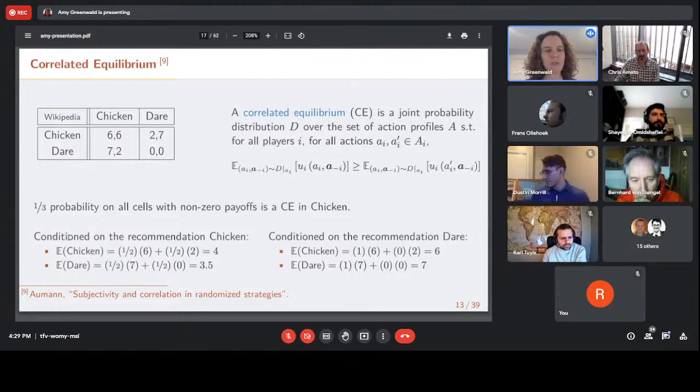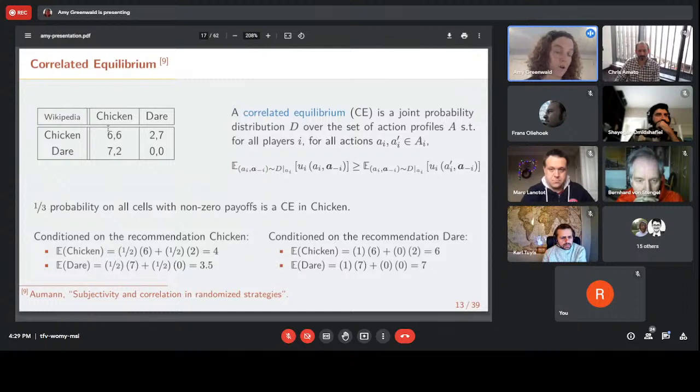And so if I get the recommendation chicken, let's say I'm player 1, and it's a third, a third, a third, I know for sure that the opponent is playing half chicken and half dare. That's my inference that I get to do from a third, a third, a third. And so I'm going to be happy following my recommendation. Let's say my recommendation is chicken. I'm happy with the chicken recommendation because when it's half-half, my utilities are going to be half 6 and half 2, which gives me a utility of 4, as compared to half 7 and half 0, which only gives me a utility of 3.5. So I'm happy to follow my recommendation.